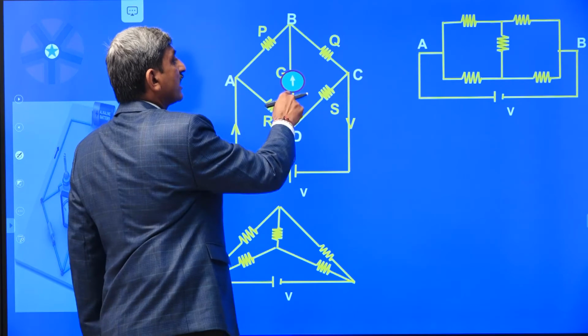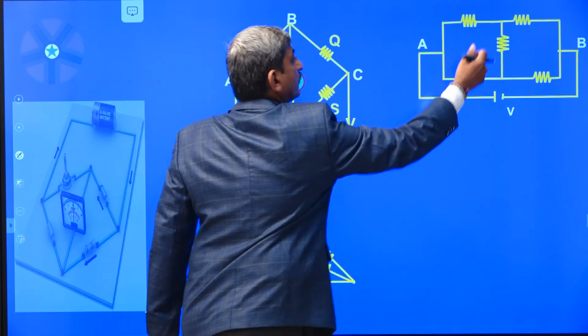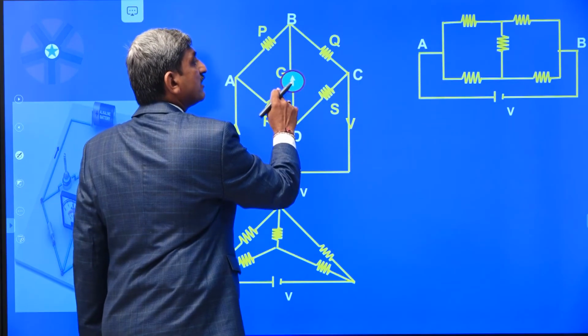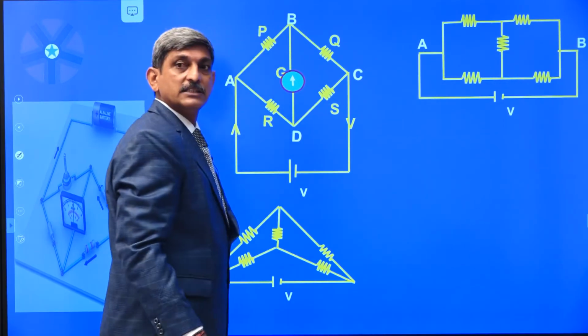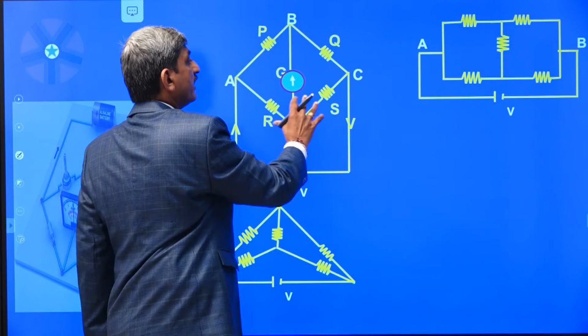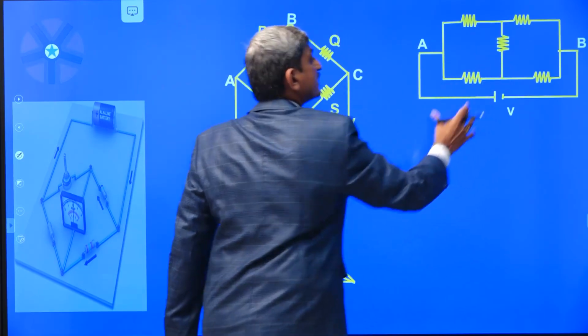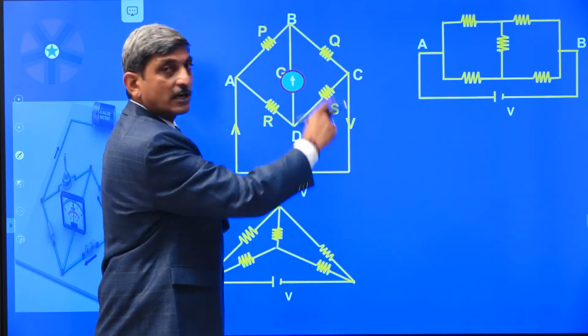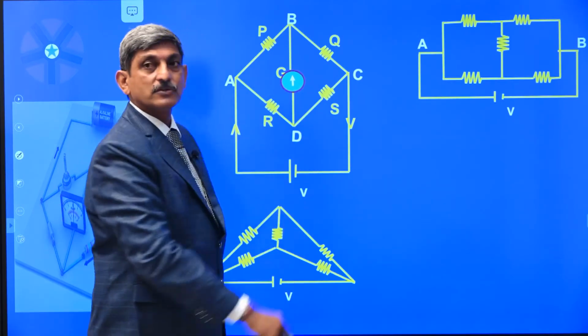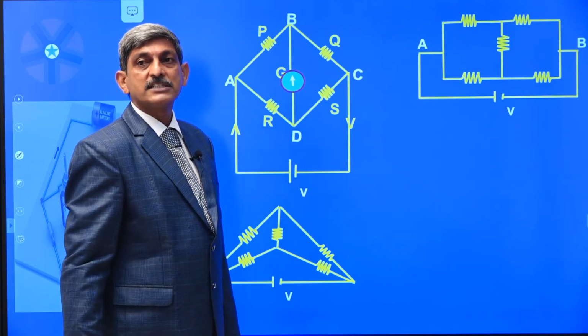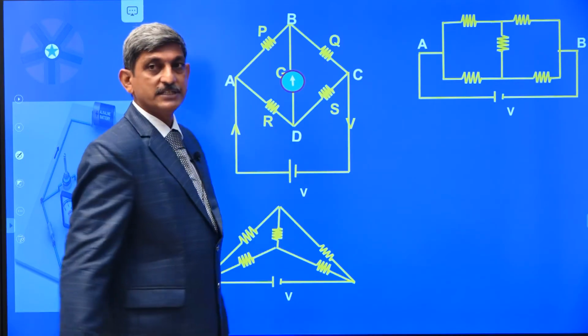So, here there are 4 resistors, here also there are 4 resistors, here there is a galvanometer, here there is a resistor instead of the galvanometer. The arrangement of these 5 elements and the arrangement of these 5 elements are similar, so that network also forms the Wheatstone bridge. For that network also we can apply the conditions we studied for the Wheatstone bridge.